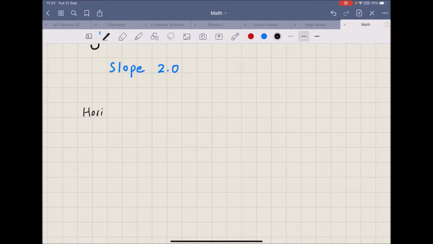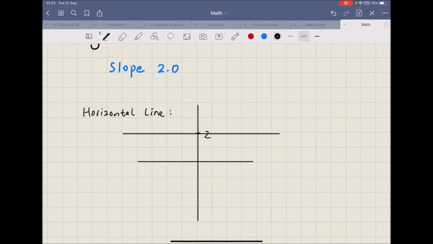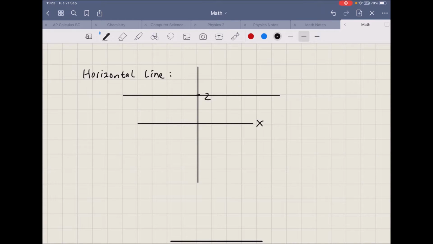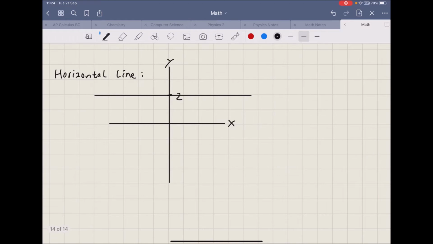So a horizontal line would look like this. The line will be parallel to the x-axis and perpendicular to the y-axis. And so the slope of a horizontal line is just 0. You can just memorize that, or you can do the rise over run, the slope formula.